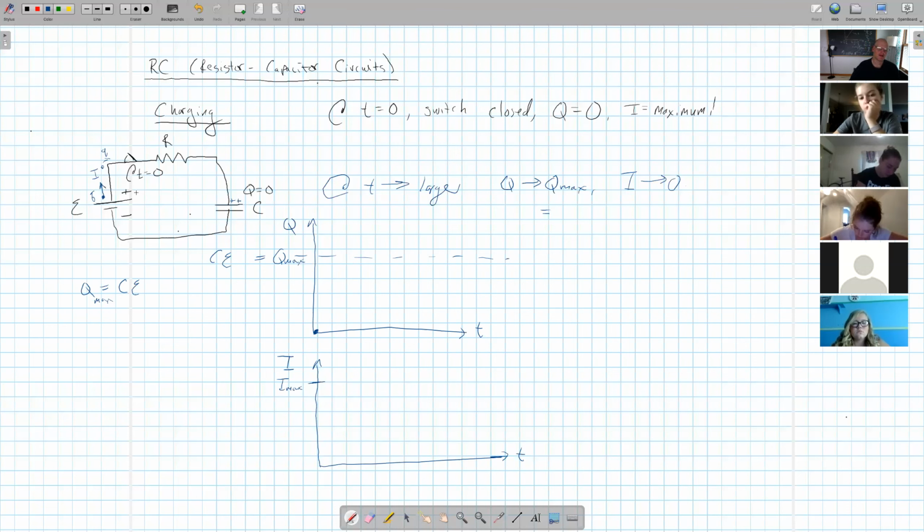The maximum current, since this thing has no charge on it initially, is going to go through as if the capacitor doesn't exist. So it's only going to be dictated by the resistor, which means the maximum current is going to be dictated by Ohm's law, which says that the maximum current is simply going to be equal to the EMF divided by the resistance. So this is going to be our maximum current.